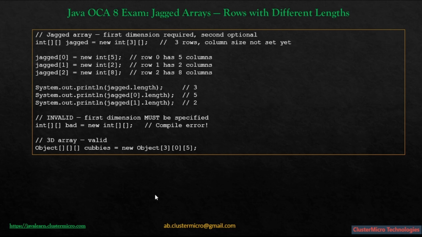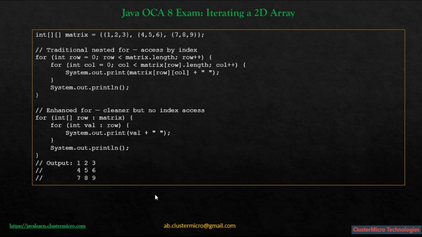So how do we iterate a 2D array? Iterating through a 2D array typically requires nested loops. The outer loop processes the rows while the inner loop processes the columns within each row. The outer loop variable usually represents the row index and the inner loop variable represents the column index. Each iteration of the outer loop selects a row, and the inner loop then moves through all the elements in that row.